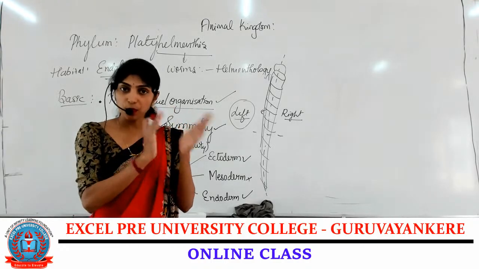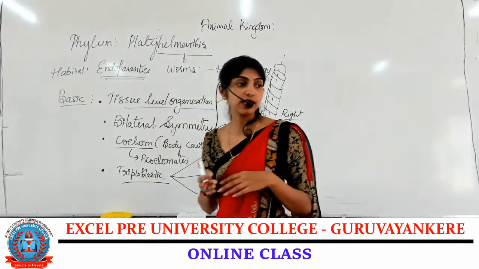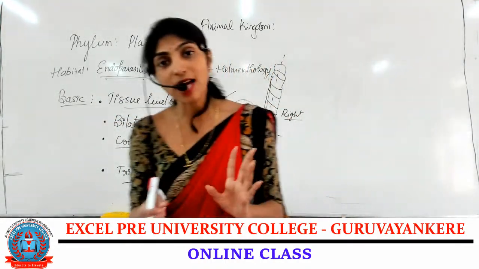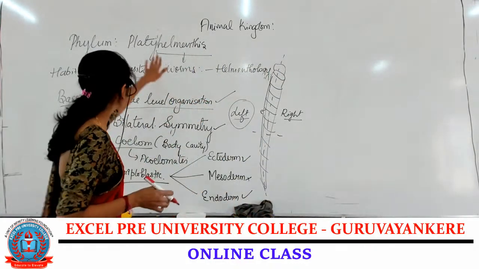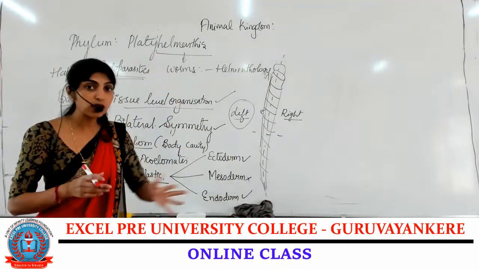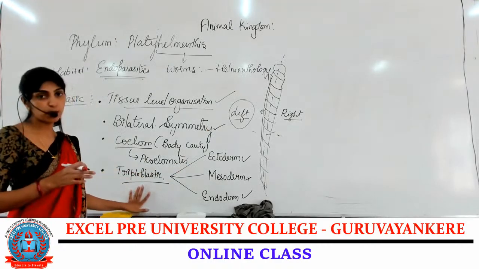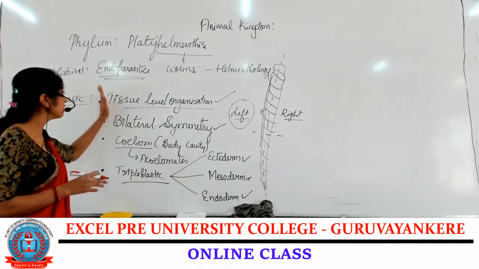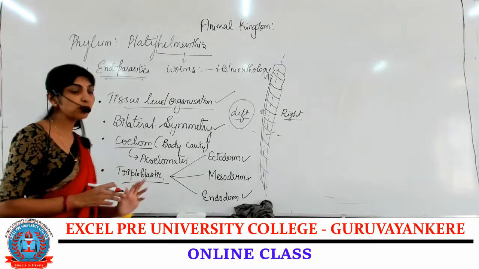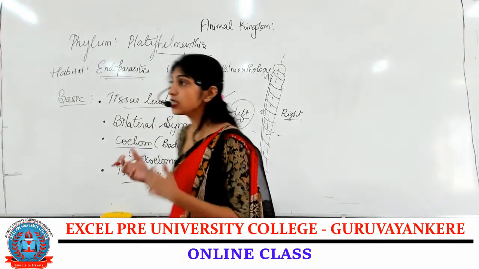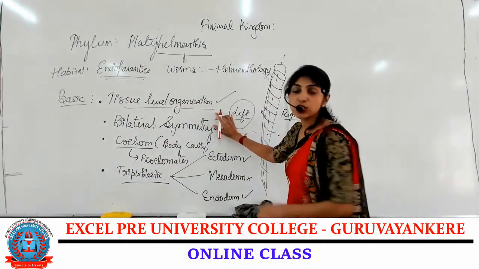Phylum Porifera and Cnidaria come under diploblastic organisms. From phylum Platyhelminthes onwards, all the phyla come under triploblastic. This is about the basic level of organization. Phylum Platyhelminthes, what level of organization do they show?